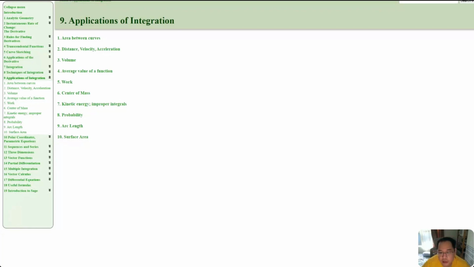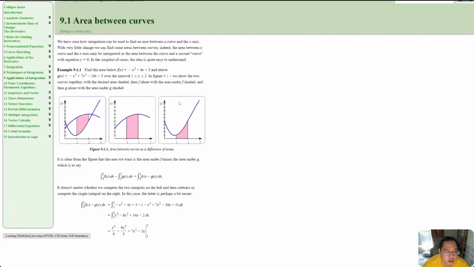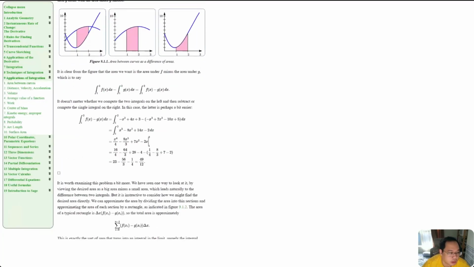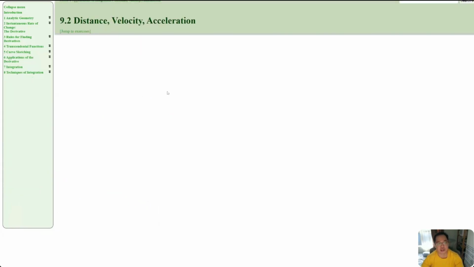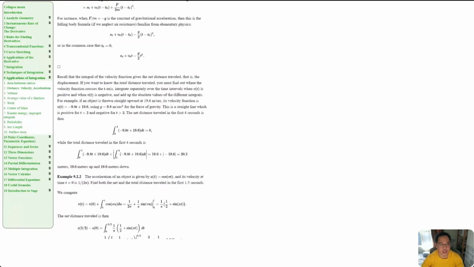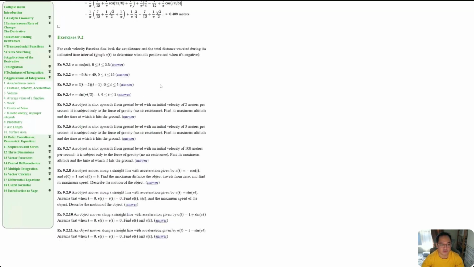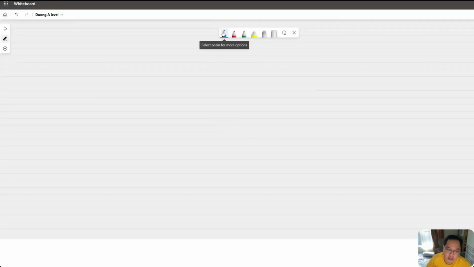Finding the curve area. Ok, nói về chỗ này thì area between the curves. Cái này sẽ nói sau. Nói về distance, velocity, acceleration trước ha. Này nó viết dài dòng quá. Ta sẽ nói một cái ví dụ đơn giản hơn đi.